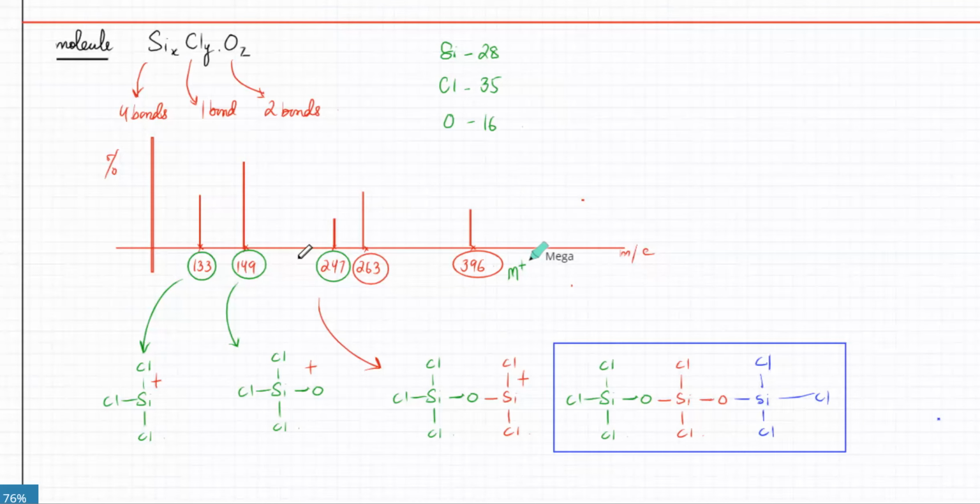And what will happen now is you have a fragment at 133, you have a fragment at 149, you have a fragment at 247, you're detecting something at 263, and you're detecting something at 396 as well.